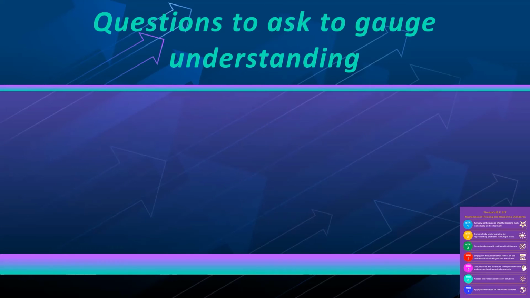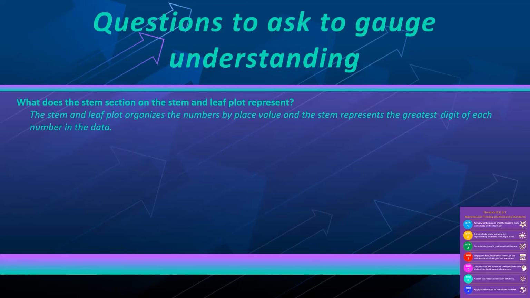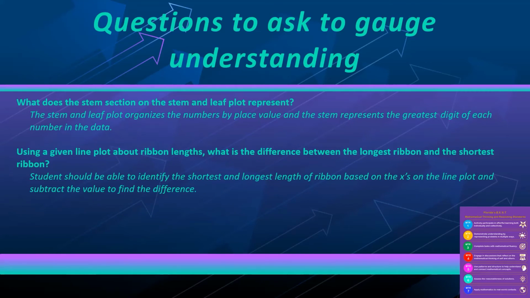Here are some questions we can ask to gauge student understanding. What does the stem section on the stem and leaf plot represent? We want students to understand that the stem and leaf plot organizes the numbers of the data set by place value, and that the stem represents the greatest digit of each number in the data. Using a given line plot about ribbon length, what is the difference between the longest ribbon and the shortest ribbon? Students should be able to identify the shortest and longest length of ribbon based on the x's of the line plot and subtract the values to find the difference. A lot of times students assume that the endpoints of the line plot are the shortest and longest distance, and that's not always true.